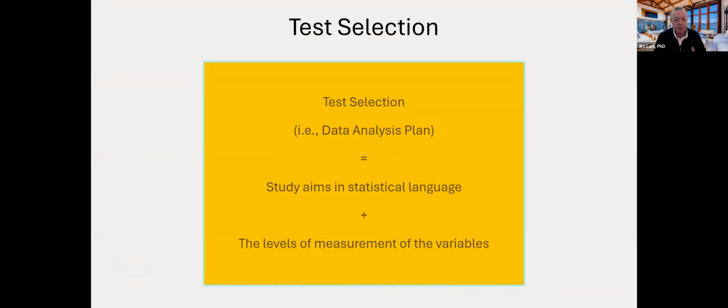So I'm going to try to demystify quickly how you select different tests. Basically, you have to have 2 ingredients. One is the language that you state your study aim in. Are there differences on this by that? Is A related to B or correlated with B? Things of this sort. So the language makes a difference and elicits some type of test, and the other is the level of measurement that I just talked about. Those things combined.